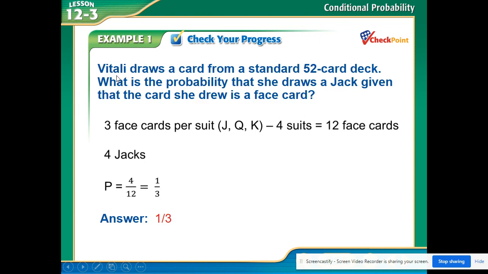So let's try another one. Tally draws a card from a standard 52 card deck. And again, we're not going to use that 52, it's just extra information. What's the probability that she draws a jack, given that the card she drew is a face card? So there's 4 jacks, so that's my numerator. Given that it's a face card, well, how many face cards are there? There's 3 per suit, a jack, queen, and king, 4 suits for a total of 12. That's my denominator, not the 52, it's the 12. So it's 4 out of 12 equals 1/3.